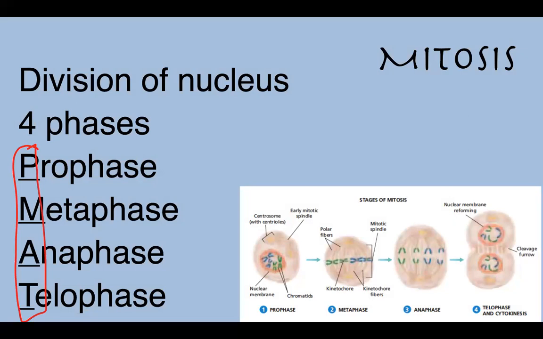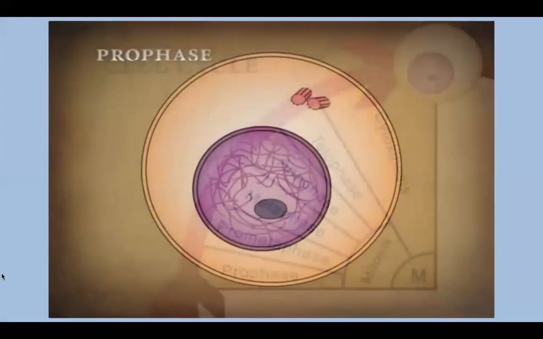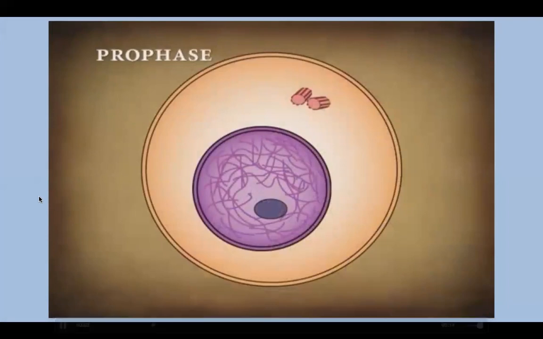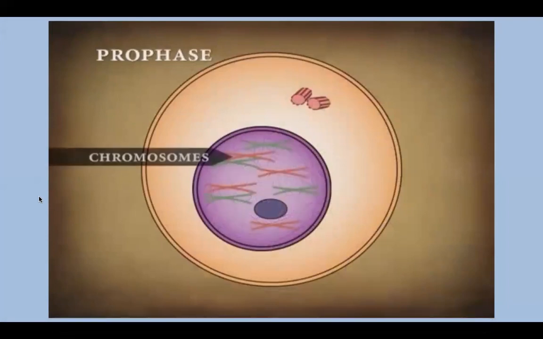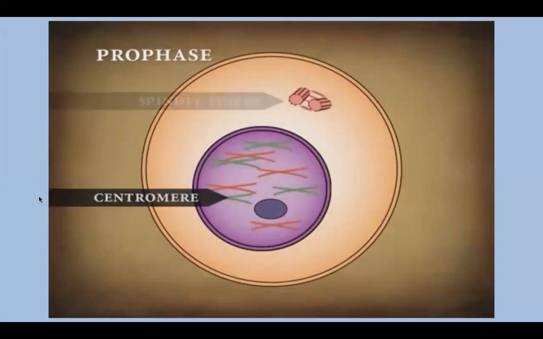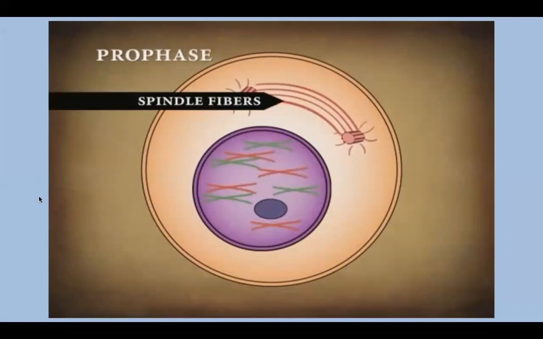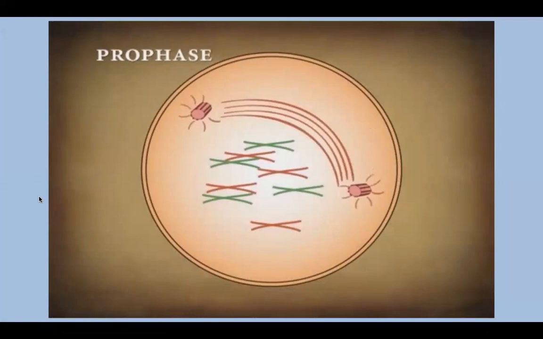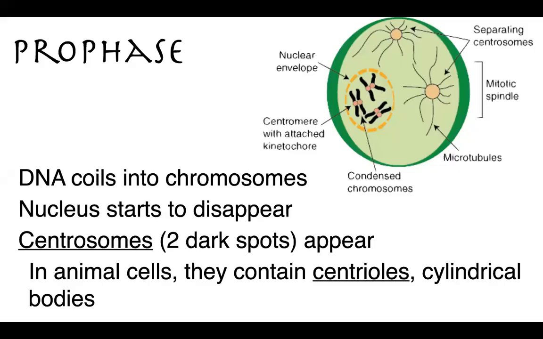Now, most of the changes occur during prophase. Metaphase, anaphase, and telophase are pretty straightforward, pretty easy to remember, but prophase, there's a lot going on. In prophase, chromatin containing the DNA is condensed into structures called chromosomes, which are joined in identical pairs at the centromere. Spindle fibers appear from the centrosomes, and the nuclear envelope and nucleoli disappear. Okay, so it doesn't sound like a lot, but there's a lot going on.